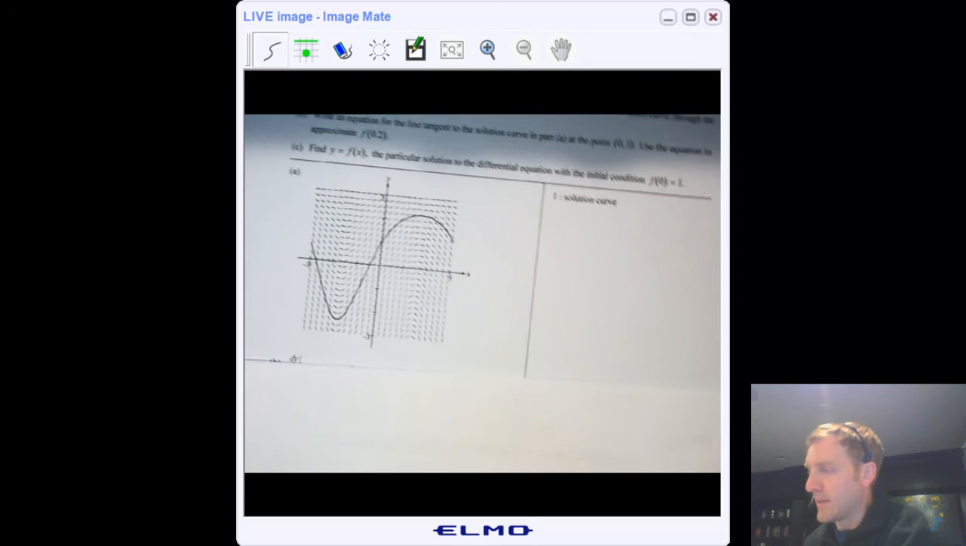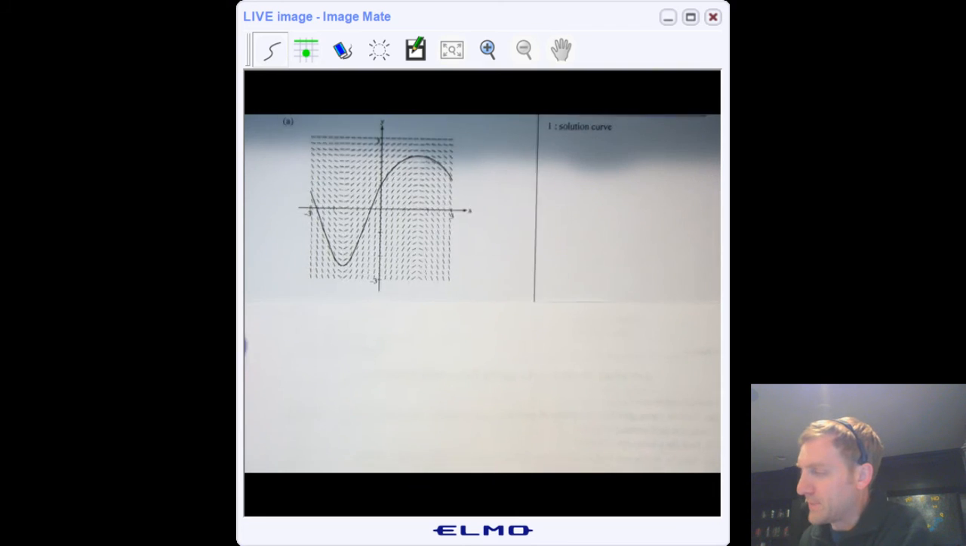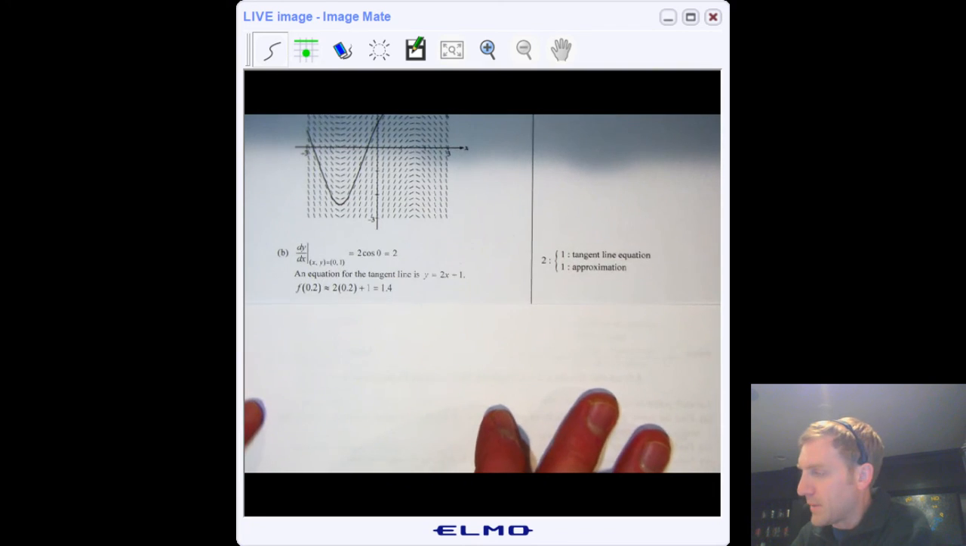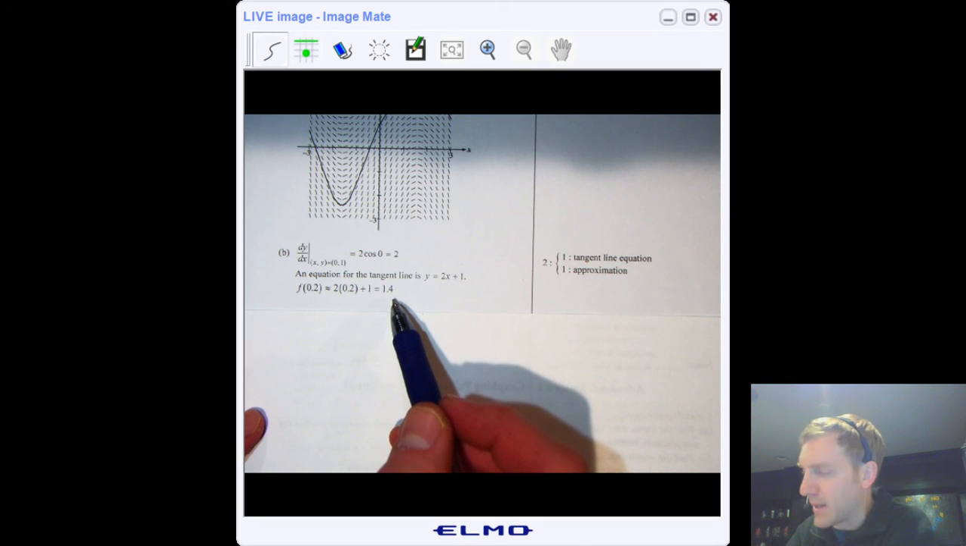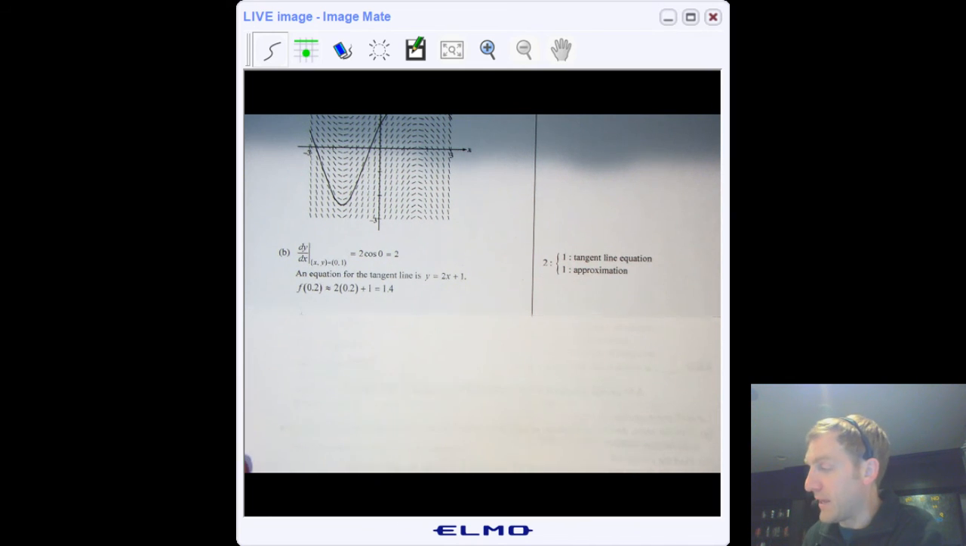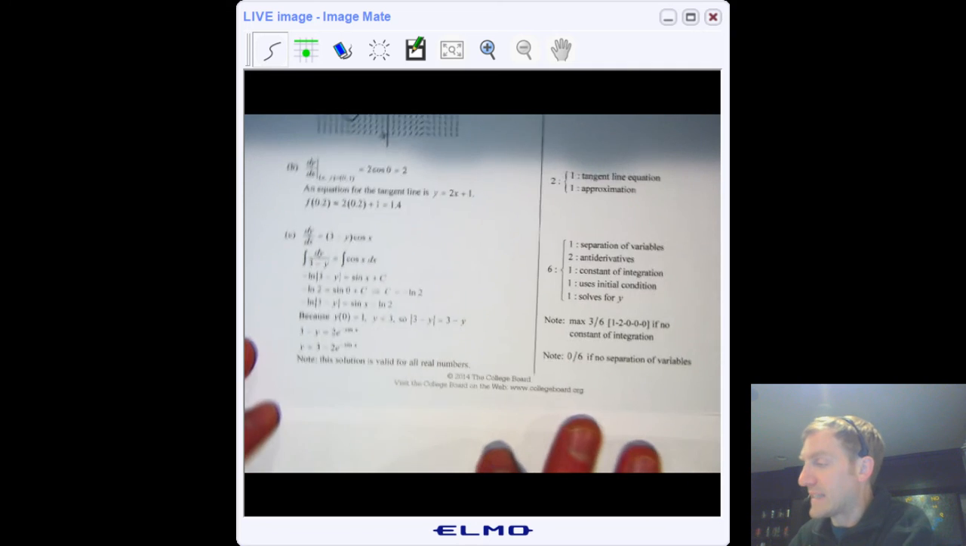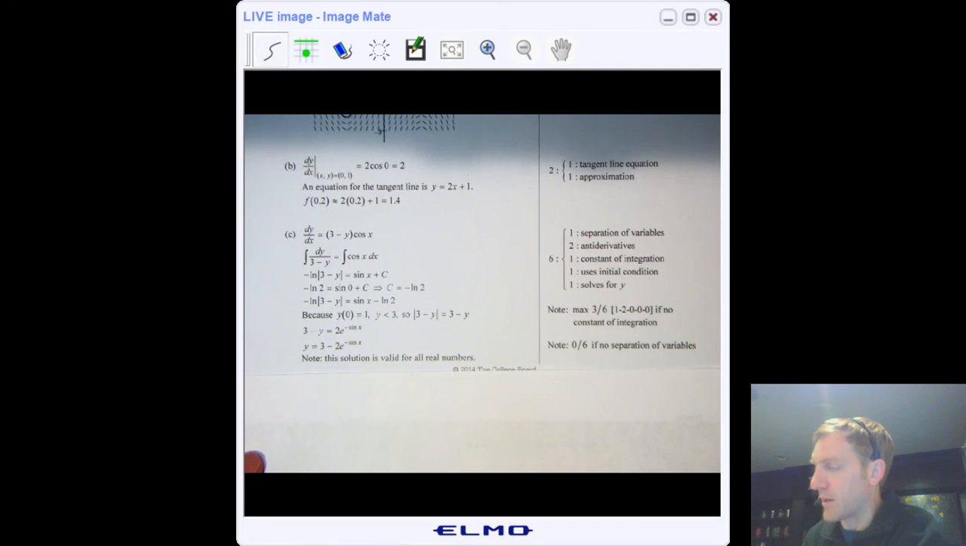All right, as I said before, 1 point for part A, okay, 2 points for part B, all right, 1 point for the tangent line, and then 1 point for plugging in 0.2 and getting the approximation of 1.4. And then that means part C is 6 points. 6 points, check all this.